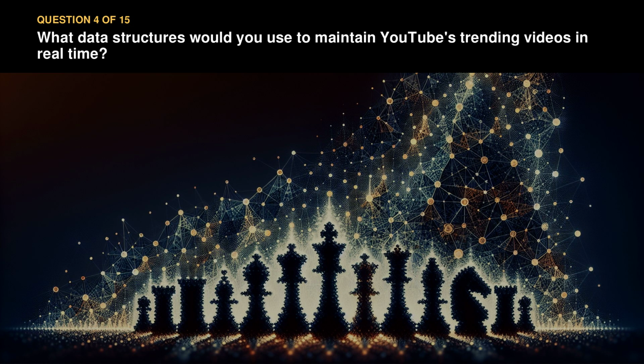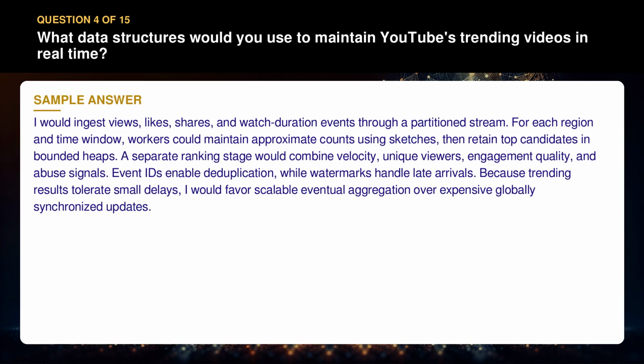Question 4. What data structures would you use to maintain YouTube's trending videos in real time? I would ingest views, likes, shares, and watch duration events through a partitioned stream. For each region and time window, workers could maintain approximate counts using sketches, then retain top candidates in bounded heaps. A separate ranking stage would combine velocity, unique viewers, engagement quality, and abuse signals.